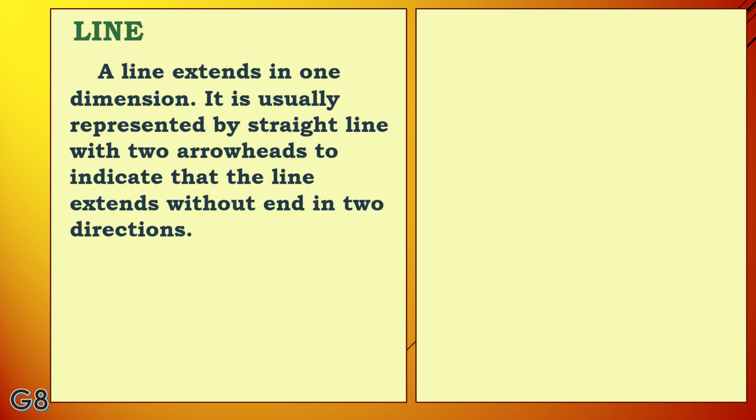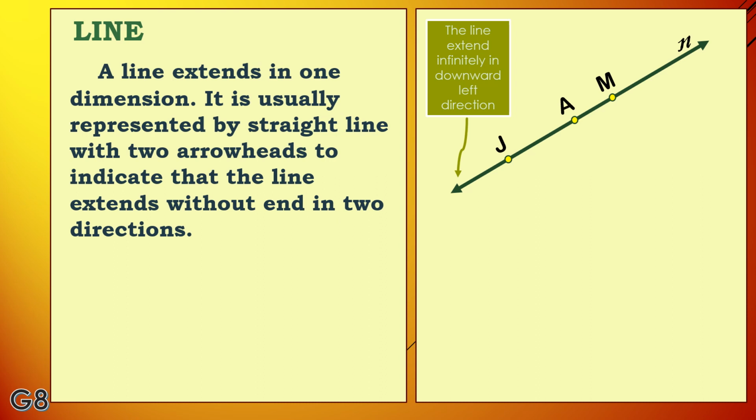Another undefined term in geometry is line. Line is described as something that extends in one dimension. It is usually represented by a straight line with two arrowheads to indicate that the line extends without end in two directions. Say, for example, in this figure, the line extends infinitely in the downward left direction, and on the other side, the line extends infinitely in the upper right direction.